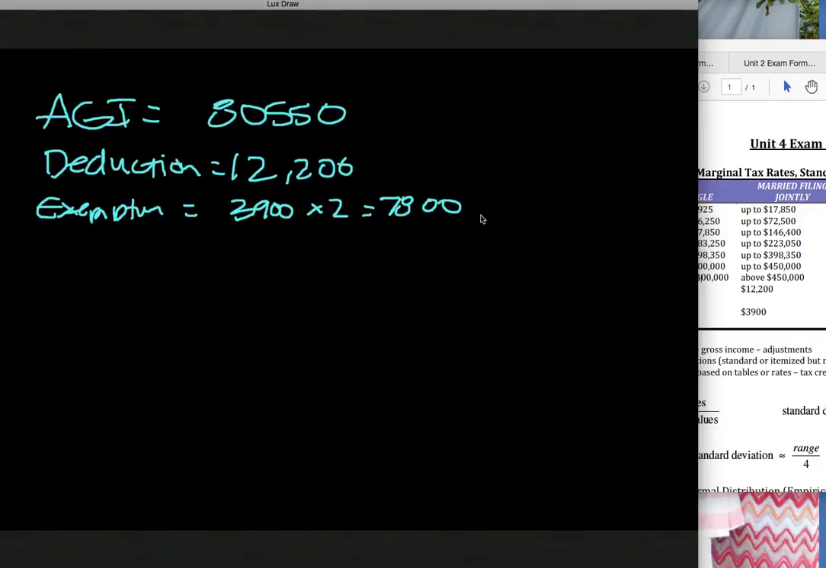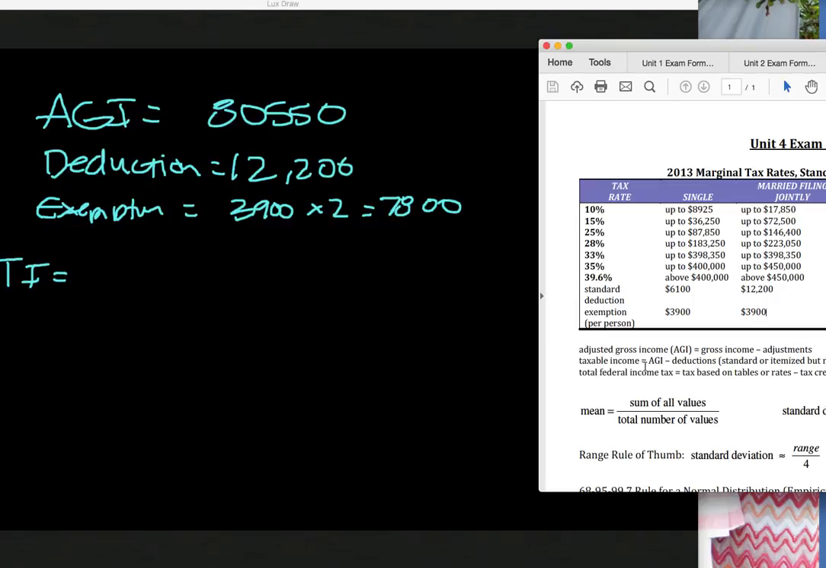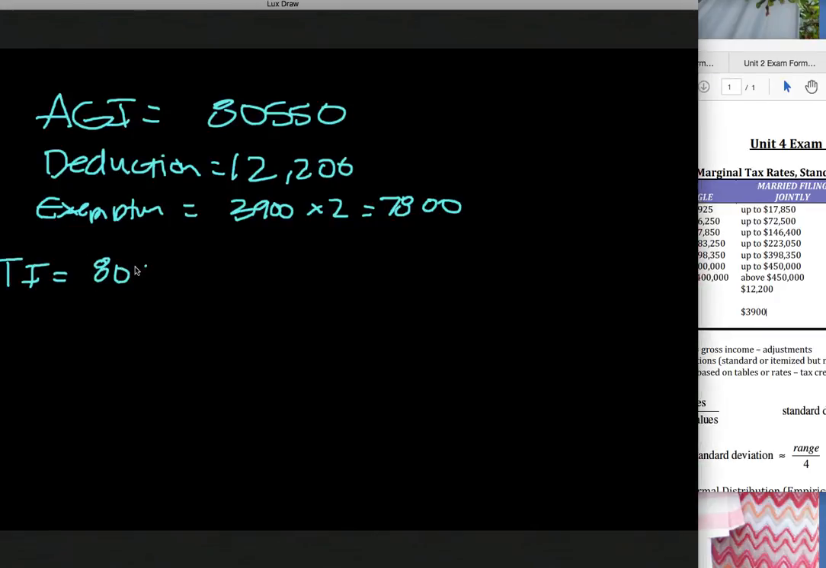That's my exemption. So to find my taxable income, I am going to take my AGI, and it has it right here. Taxable income is AGI minus my deductions and stuff. So I'm going to have my 80,550 minus 12,200 minus 7,800.